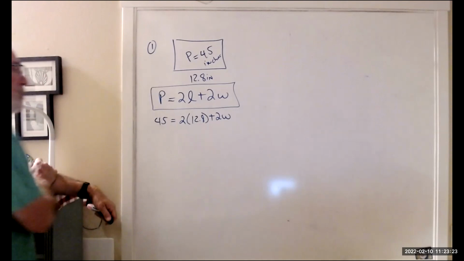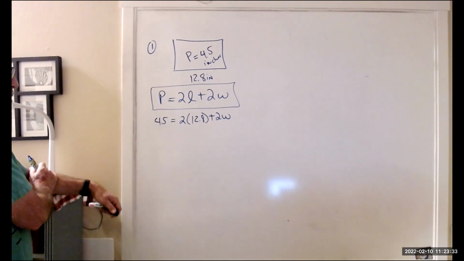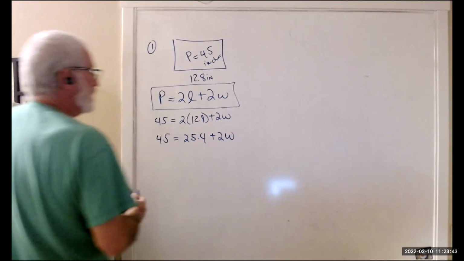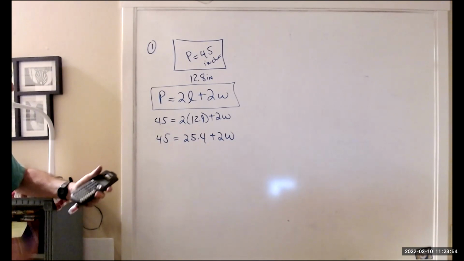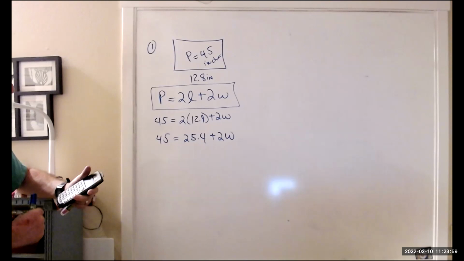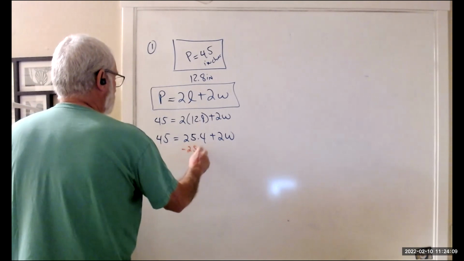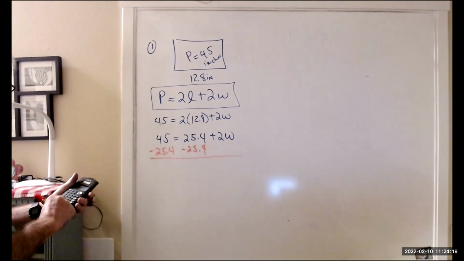Okay, at this point, it's just an algebra problem. Okay, I think the first thing I would do on this one is do 2 times 12.8, just so it's easier. So now I ask myself, all right, how do I solve this algebra problem? Okay, I think we take away 25.4 from both sides. Okay, use your calculator, don't be a hero. 45, take away the 25. I get 19.6.